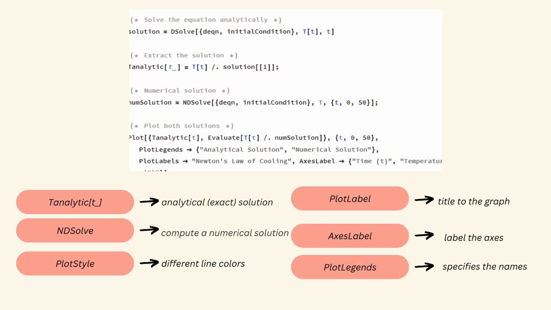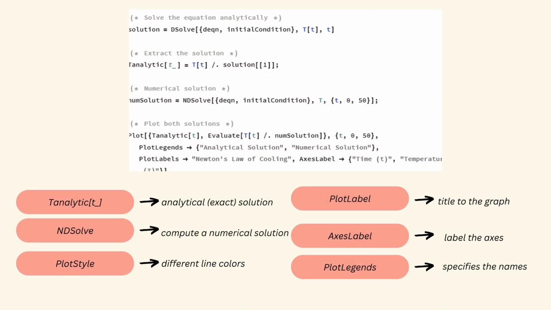Using the DSolve function, we find the analytical exact solution to this equation and extract it into a usable function, T analytic of t. Additionally, we use the NDSolve function to compute a numerical solution, which provides an approximation of the temperature over a specified time range from t equal to 0 to t equal to 50. This allows us to compare the exact analytical solution with a numerical approximation.